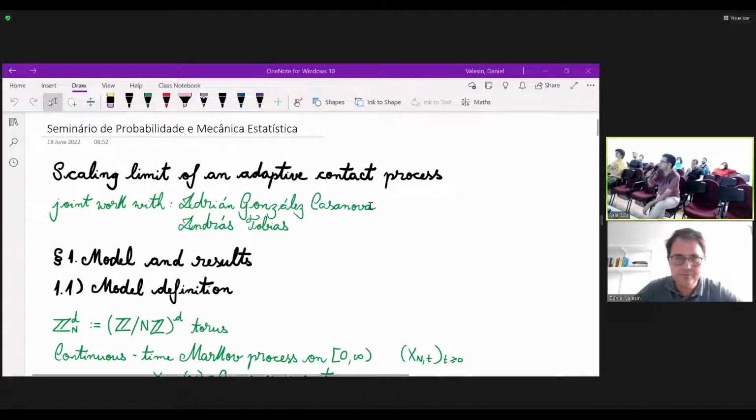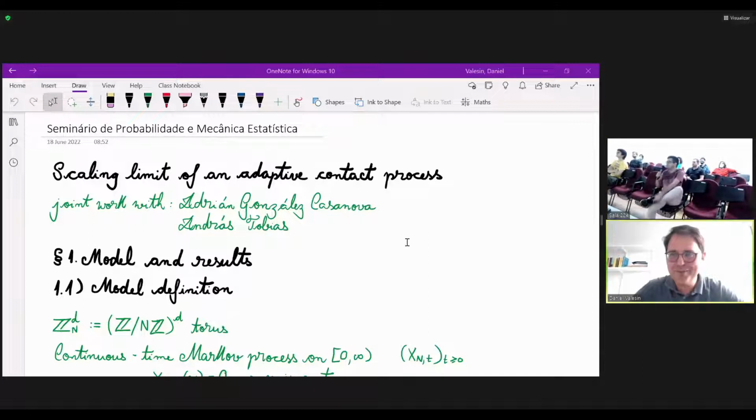Okay, so it's a great pleasure to introduce Daniel Valesin from Warwick University, who is going to talk about the scaling limit of an adaptive contact process. Okay, thank you, Milton. Thank you for the invitation. Also, Claudio, he told me he wouldn't make it, but maybe he'll watch it later. It's a great pleasure to be back in IMPA, even in this strange way, but I'm visiting in October, so hopefully I'll pass by and see it in the real way.